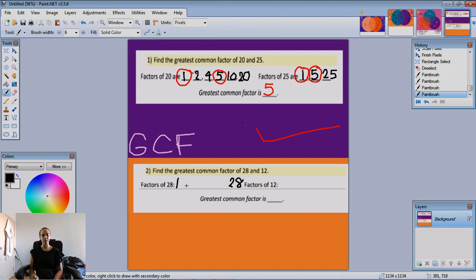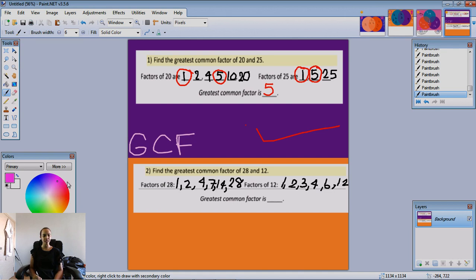1 times 28 is 28. 2 times 14 is 28. And 4 times 7 is 28. So these are all the factors of 28. Now you'll remember the factors of 12. That's 1 and 12. That's 2 and 6. And lastly, 3 and 4.